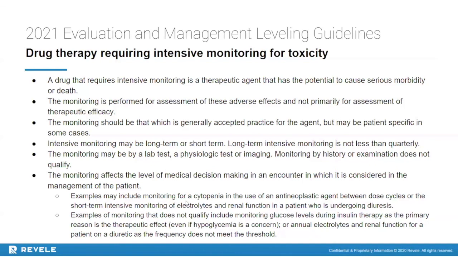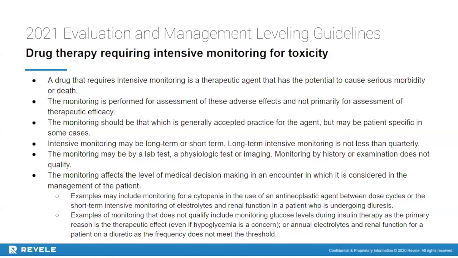It could also mean the monitoring should be that which is generally accepted practice for the agent, but may be patient-specific in some cases. Intensive monitoring may be long-term or short-term. Long-term intensive monitoring is not less than quarterly. The monitoring may be by a lab test or physiologic test or imaging. Monitoring by history or examination does not qualify. The monitoring affects the level of medical decision-making in an encounter in which it is considered in the management of the patient.